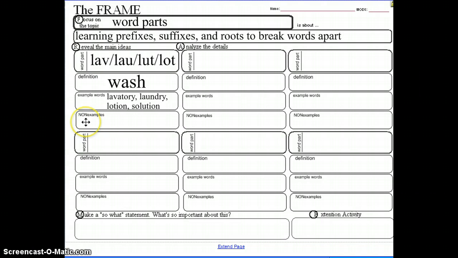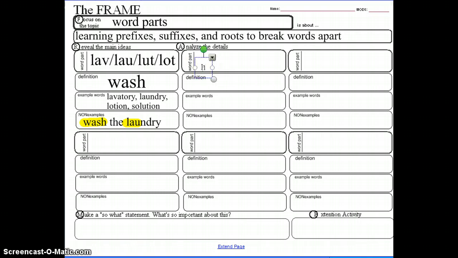So for this last box, we tried to come up with a word or a phrase that put our definition and one of our example words in a sentence or phrase together. For this one, we came up with "wash the laundry." So we know our definition is wash, and its part of the word is lau.